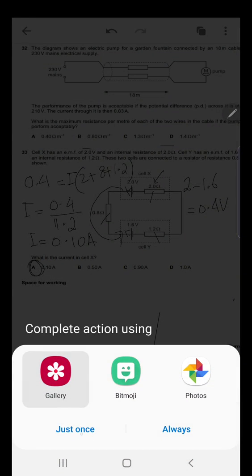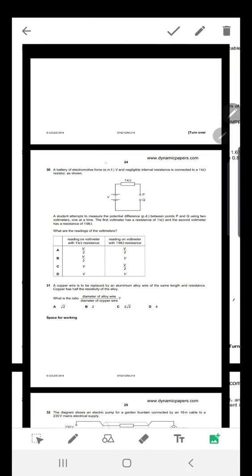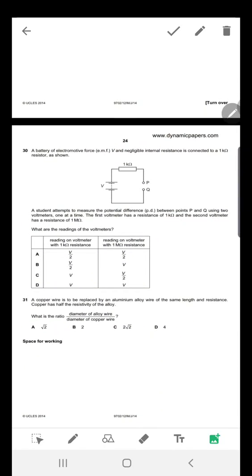Let's do another one. Let me open it, I think it's this one. Yeah, we missed this question. Let's do this question first.